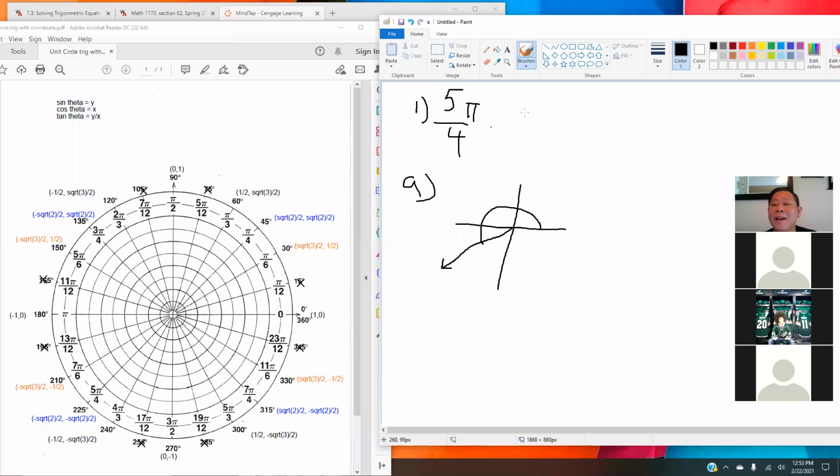What happens if I put a negative 5 pi over 4? Then the angle goes the other direction, so clockwise. So it goes where? Quadrant 1, 2, 3, 4. Isn't it 2? Yep. So this is quadrant 2 now, and it goes like that. You guys with me?